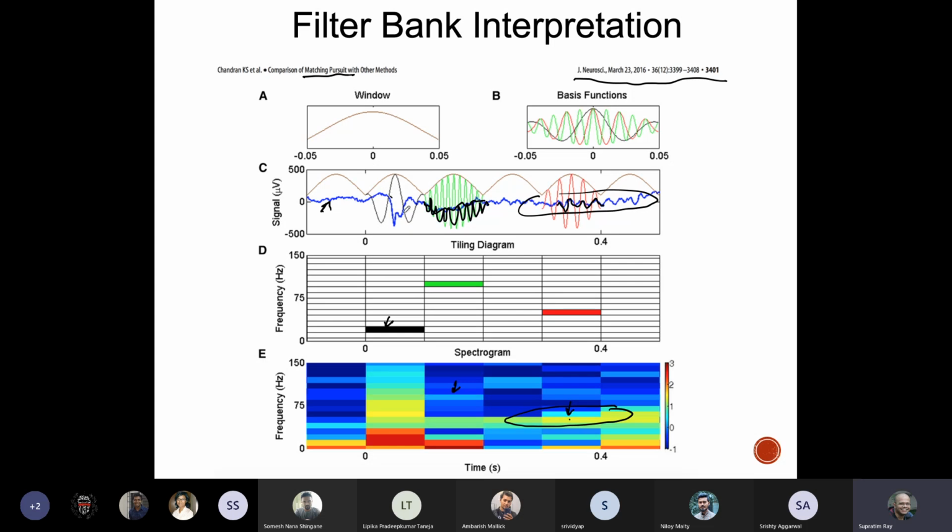Likewise, this dip here and this thing here sort of produce a big signal here. It's capturing the transient. So this is the filter bank interpretation of the spectrogram. Does that make sense? Pretty neat, actually.